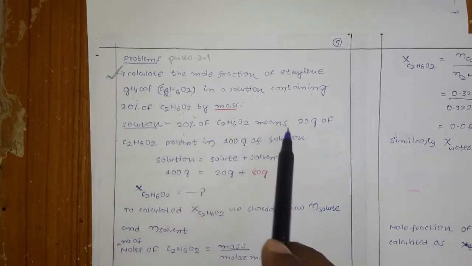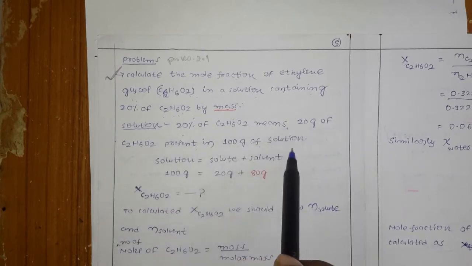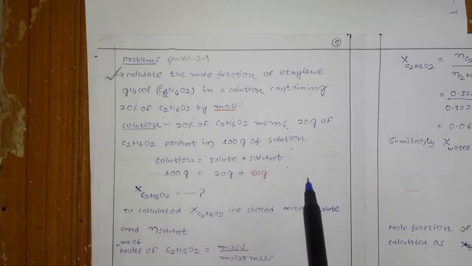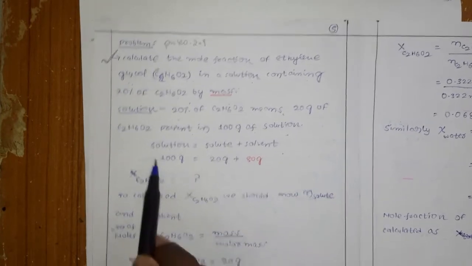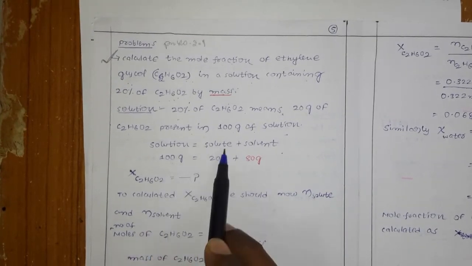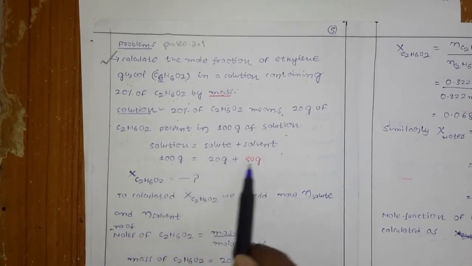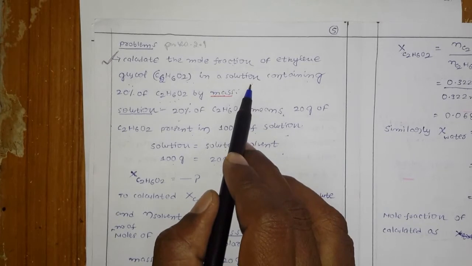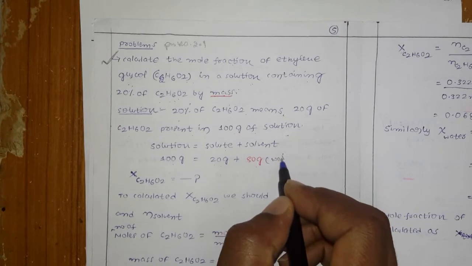According to the mass by mass percentage, 20% of ethylene glycol means 20 grams of ethylene glycol present in 100 grams of solution. In 100 grams of solution, there are 20 grams of ethylene glycol. So that means the solution is equal to 100 grams and the solute is only 20 grams. Now what is the solvent weight? 100 minus 20, that is nothing but 80 grams of solvent. Here the solvent is not mentioned, so let us assume the solvent is water.